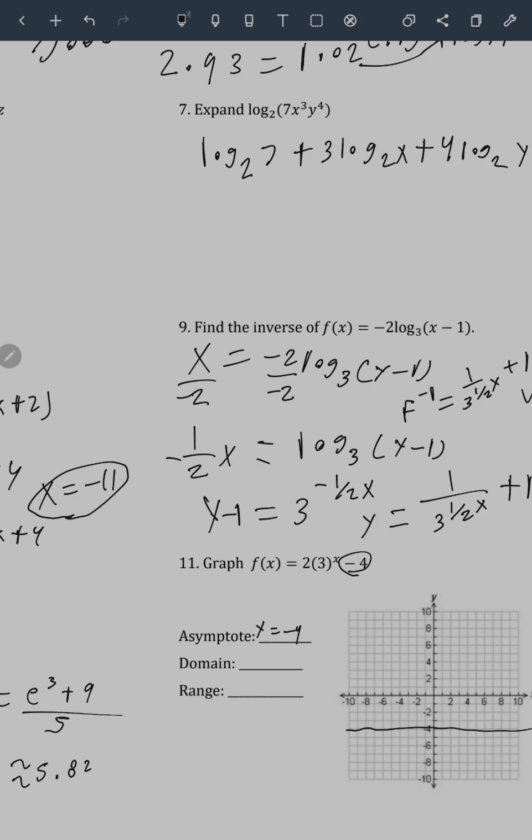Now you've got your domain. Your domain for the exponentials should always be negative infinity to positive infinity. And your range should be where it's coming from.